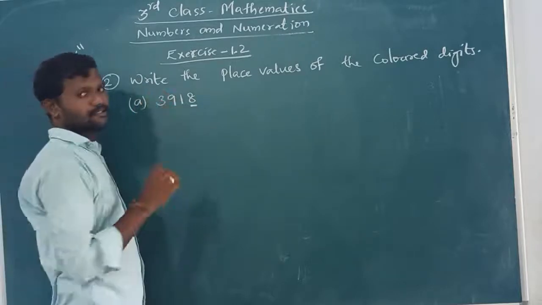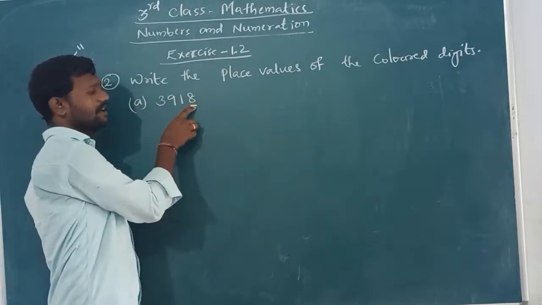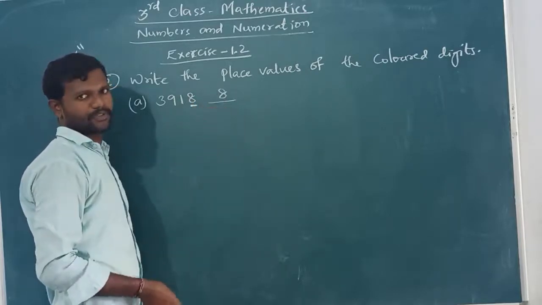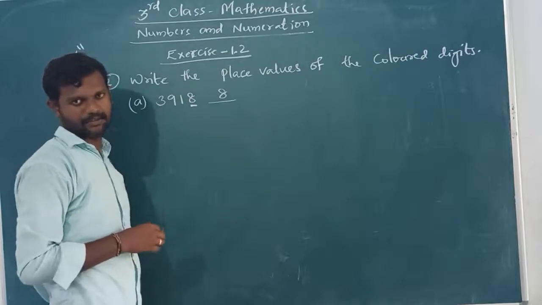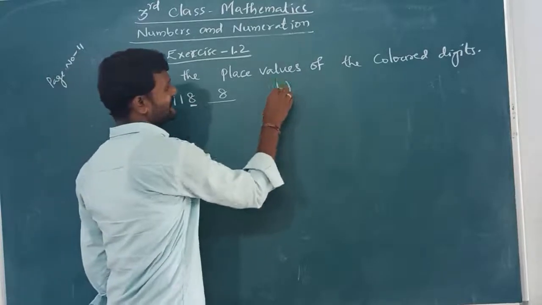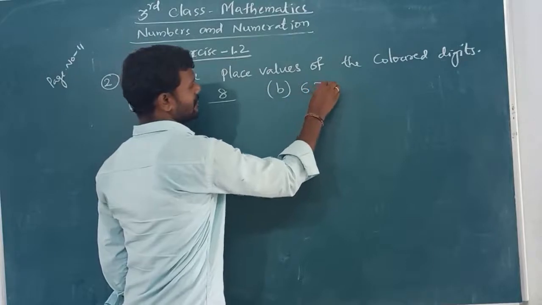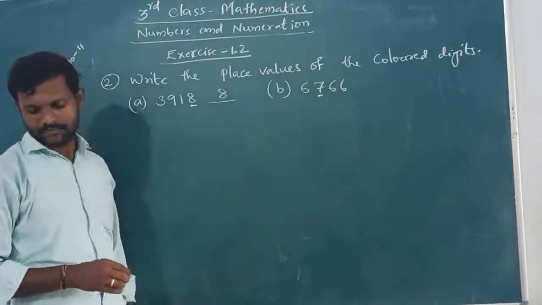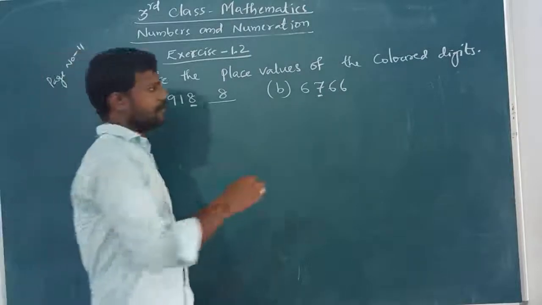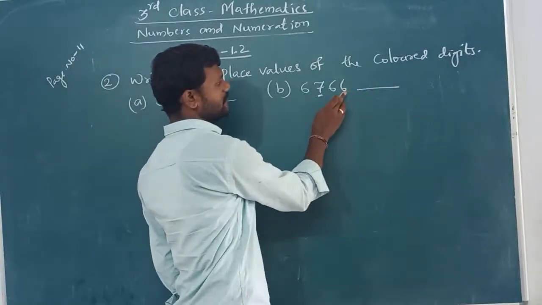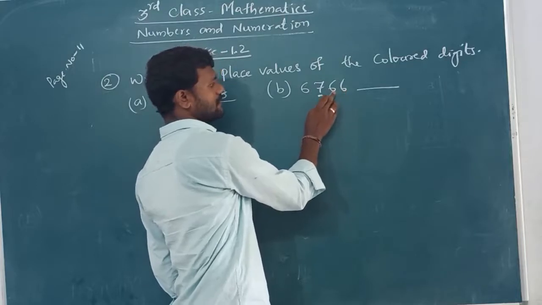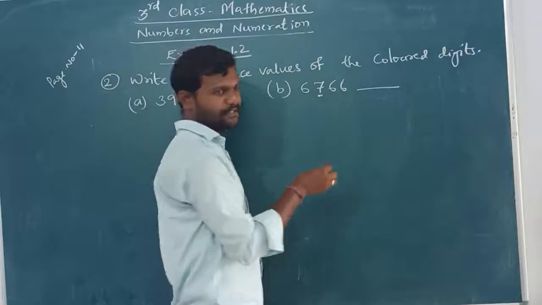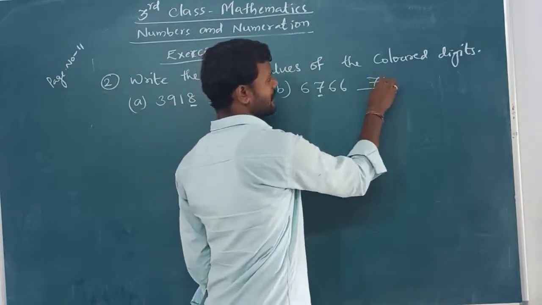8 is in which place? It is in ones place. So what is the place value of 8? 8 only. 8 ones are 8. That's why write 8 only. Next, B. What is B? 6766. 7 is colored here. So what is the place value of 7? 7 is in which place? Ones, tens, hundreds. Hundreds place. So what is the place value of it? 700.